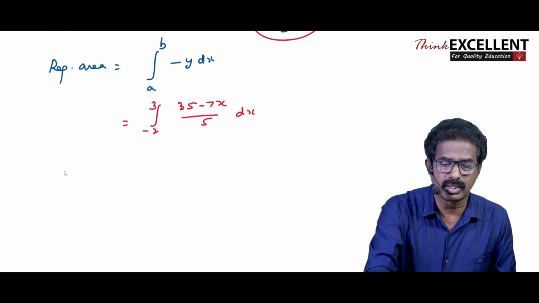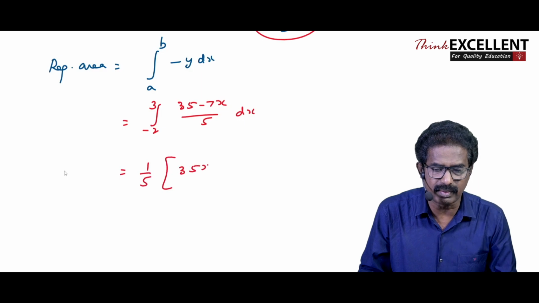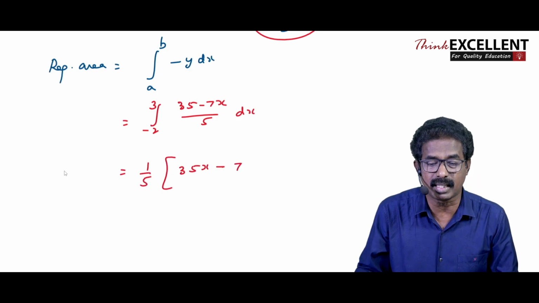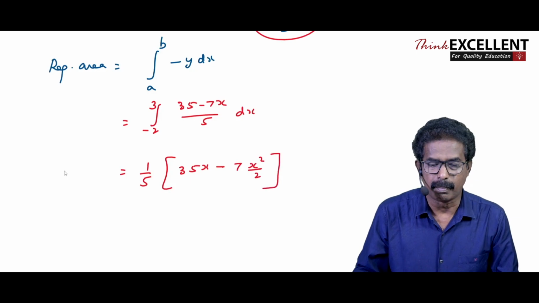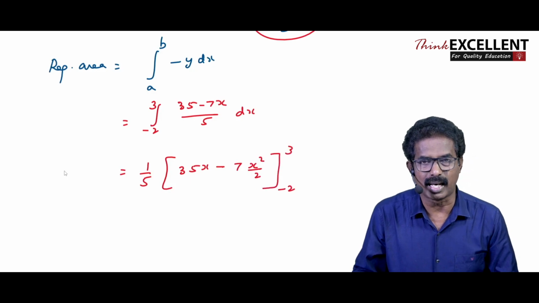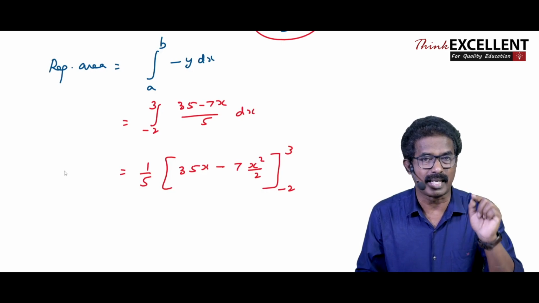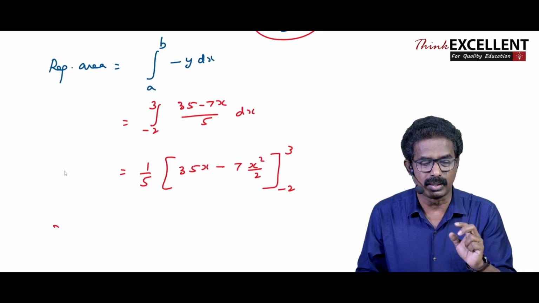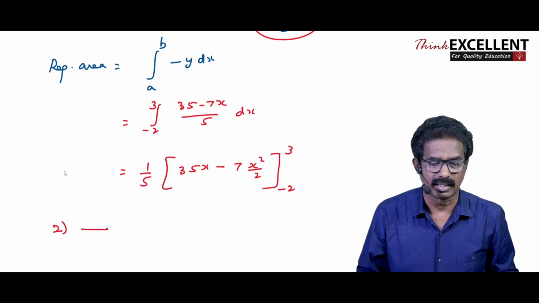Now like the previous question, you can do the integration. 5 is a constant, take it out. 1 by 5 into the integration of 35 is 35x, minus 7 into the integration of x, which is x square by 2. Limit minus 2 to 3. I think the calculation part you can do. Complete it and post your answer in the chat, right? So question number 2, the answer. What answer you are getting, you give in the chat section.